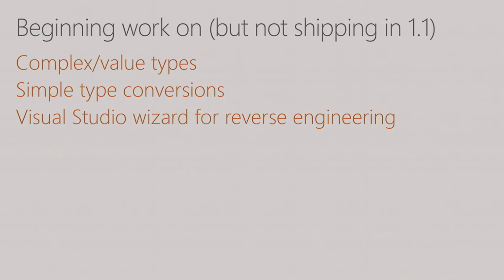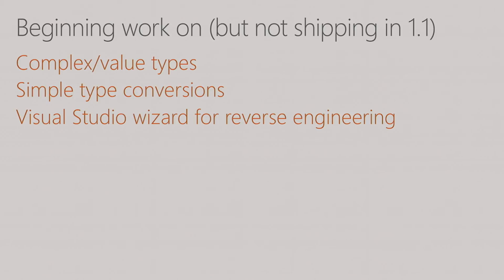And then here's a couple of things I wanted to call out. These aren't actually going to be in 1.1, but they're very common things that people ask for that our team is currently working on. So if you follow our code base on GitHub, you've probably seen some preliminary pull requests for complex and value type support coming in.